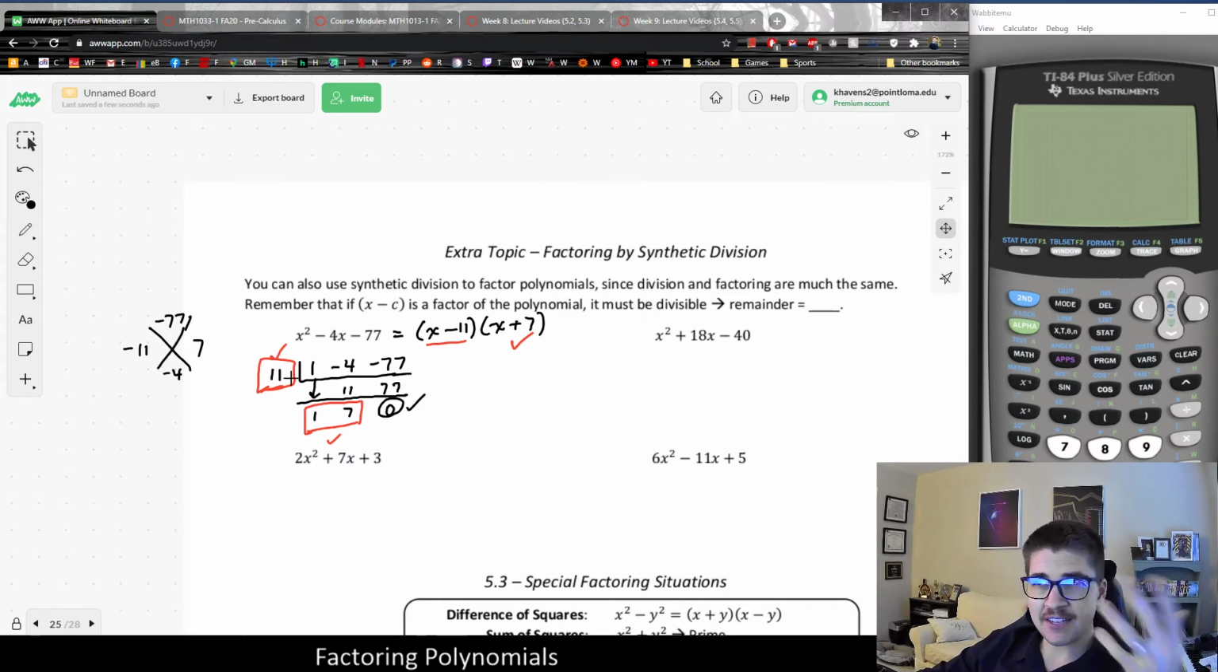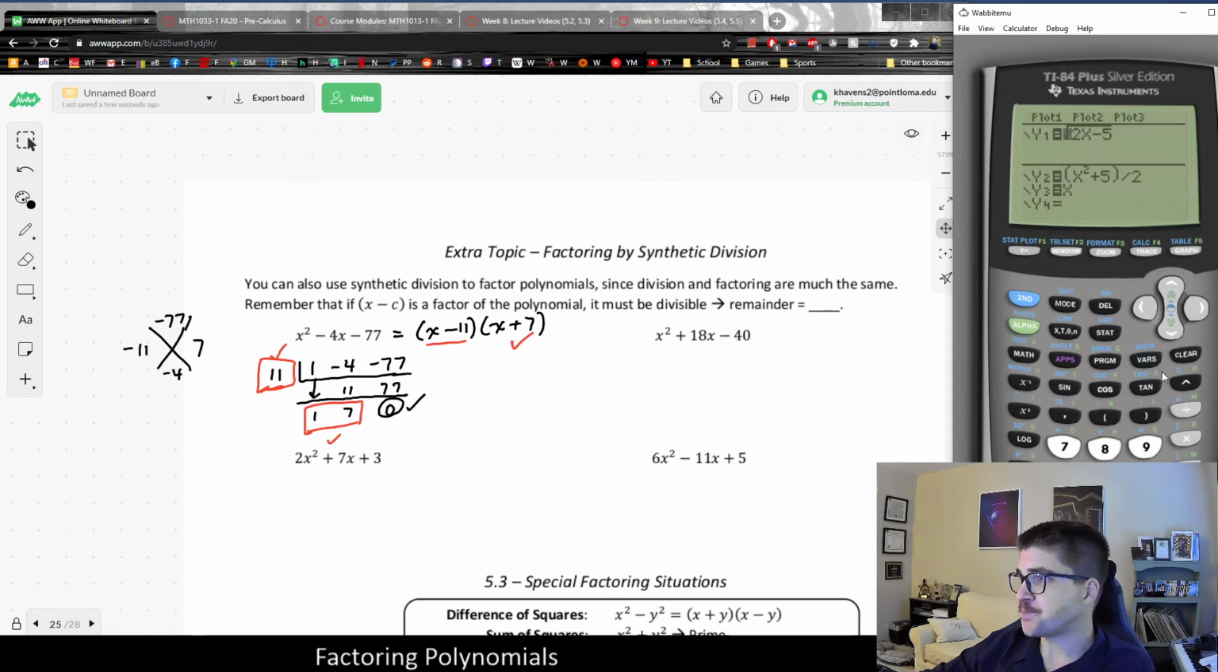And instead of having to guess, notice the only way I was able to do this here was because I already knew how it factored. But let's say I'm looking at this one, and I'm not sure what the answer is. I could always begin with my graphing calculator, and I could type in my polynomial, x squared plus 18x minus 40.